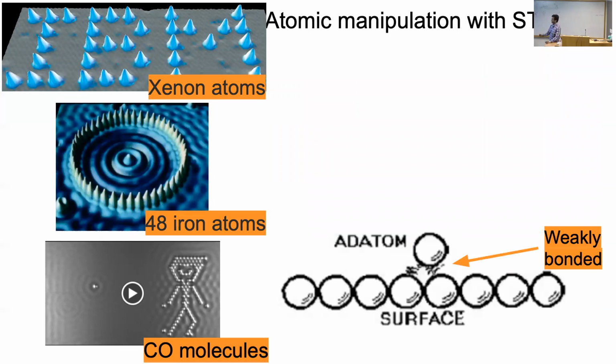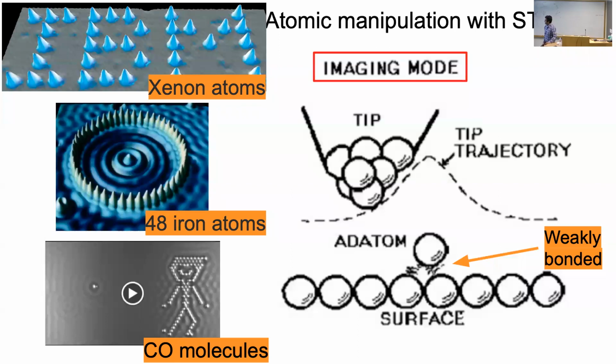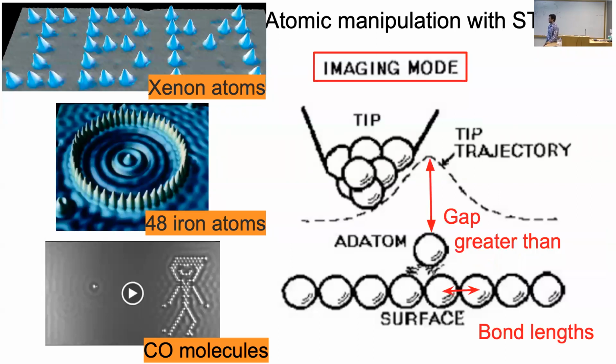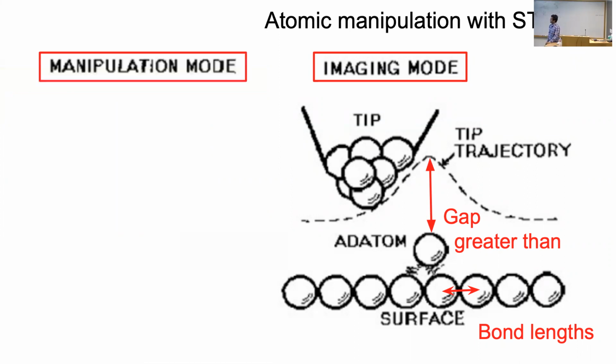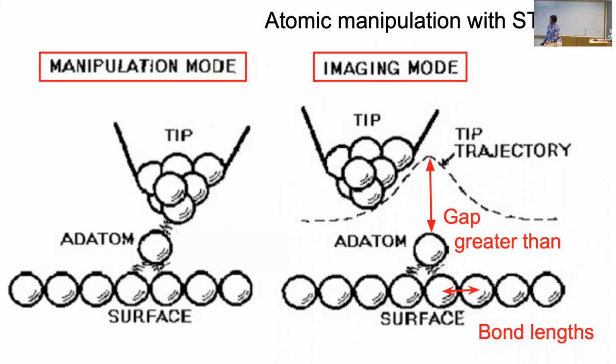Now when you have arranged adatoms on the surface and you want to image them, you would want to make sure that the tip height is greater than the bond length. Otherwise, you would move those adatoms. That is called the imaging mode. So what is the manipulation mode? In manipulation mode, you would want the tip to be closer to the adatom. When you do that, the interatomic interaction between the tip and the adatom is strong enough to drag these adatoms on the surface.